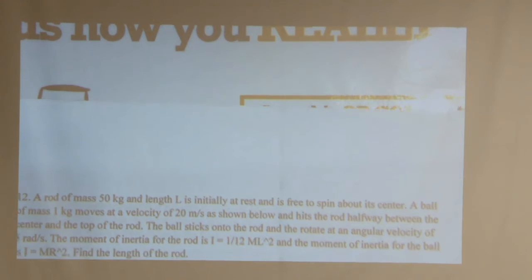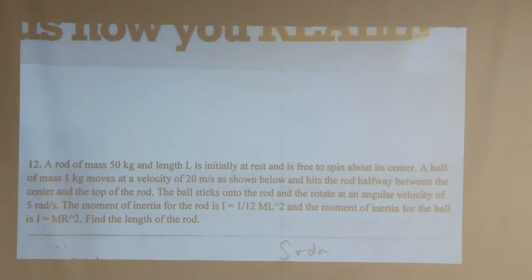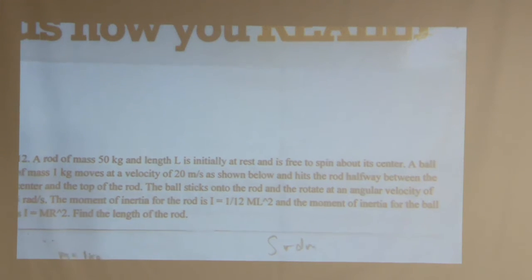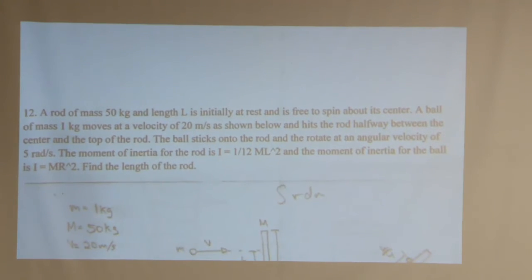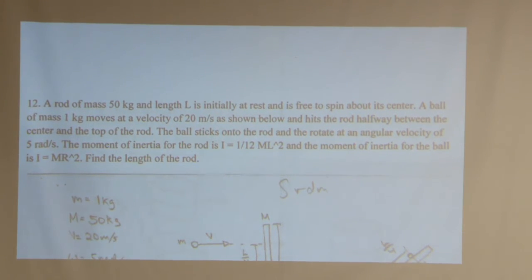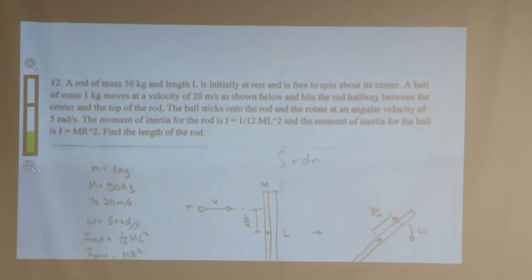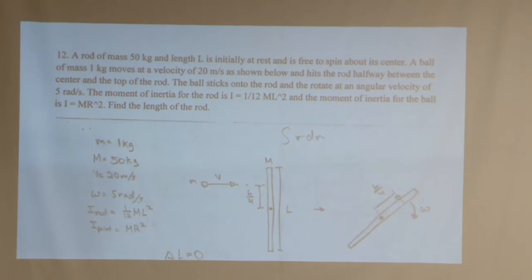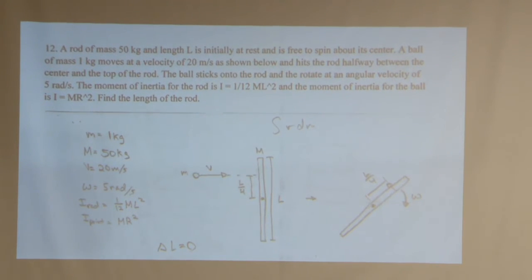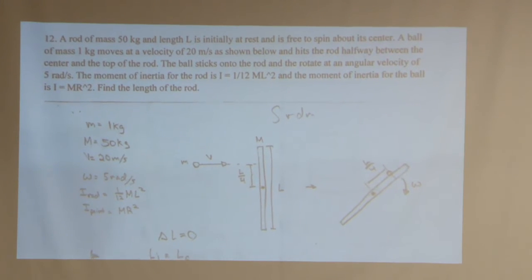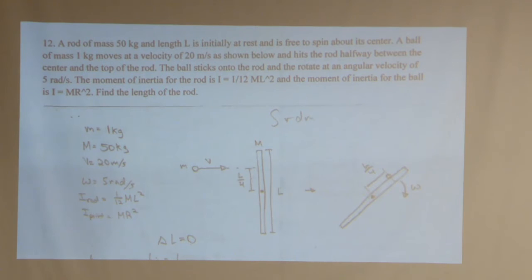So this is another angular momentum question. A rod of mass 50 kilograms and length L is initially at rest and is free to spin about its center. A ball of mass 1 kilogram moves at a velocity of 20 meters per second as shown below. It hits the rod halfway between the center and the top of the rod. The ball sticks onto the rod and rotates at an angular velocity of 5 radians per second. The moment of inertia for the rod is calculated as 1/12 mL squared, and the moment of inertia for the ball is mr squared, so it's treated as a point mass. The question asks to find the length of the rod.